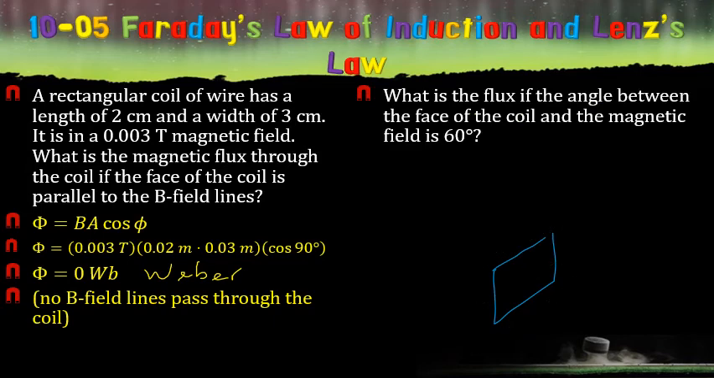What is the flux if the angle between the face of the coil and the magnetic field is 60 degrees? All right, so I have my magnetic field going through my loop, and it's 60 degrees to the face of the loop. The formula is the angle goes to the normal to the loop. So I've drawn a blue little normal there. If it's 60 degrees to the face, it's the complement, 30 degrees to the normal. So the 30 plus the 60 make the 90 degrees.